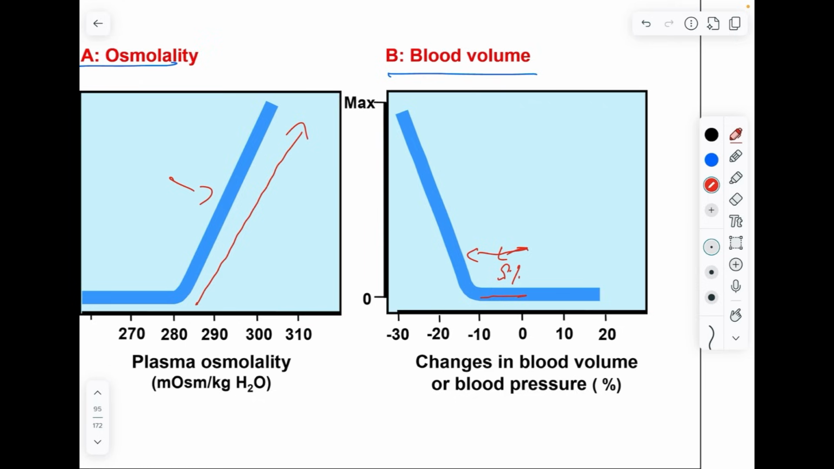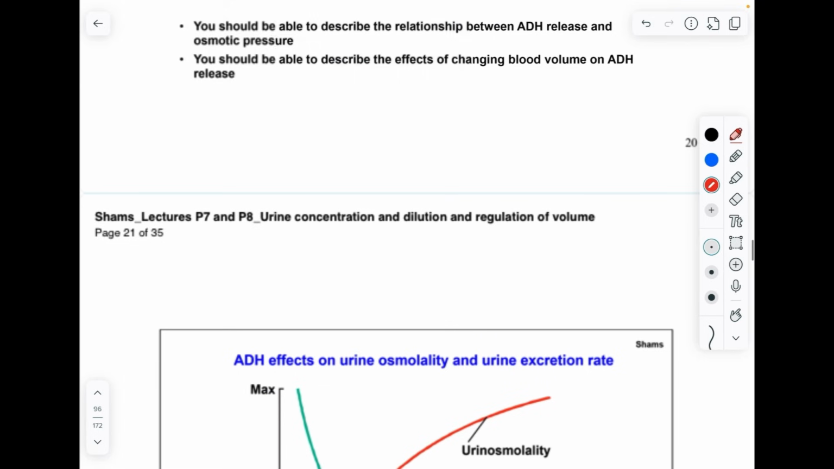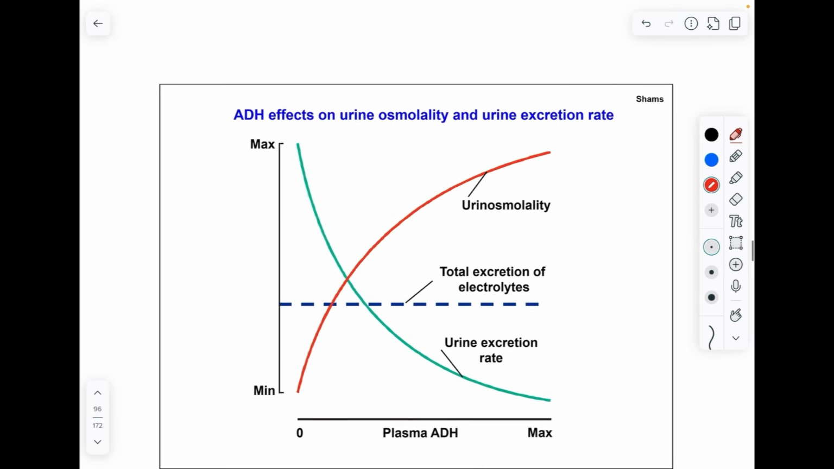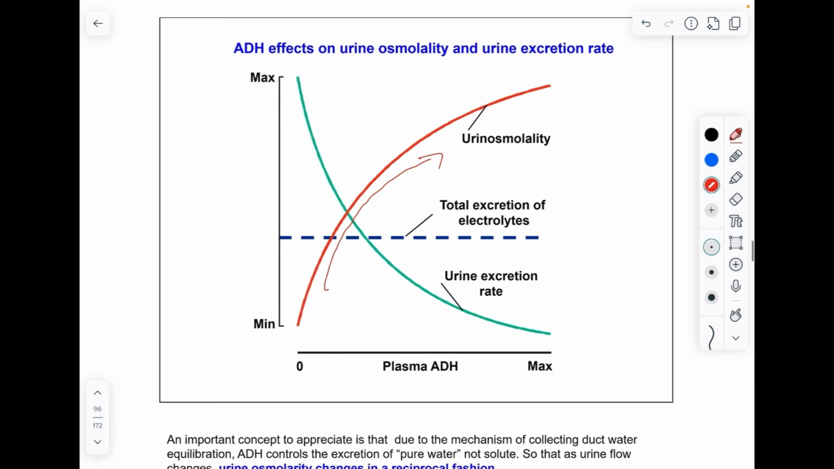Now we are talking. I can endure the low osmolarity, but I cannot endure 10% of blood volume. So it starts increasing ADH. Okay? Hope that makes sense. Okay. So as you can see, when you increase ADH release, it will increase the urine osmolarity because you are retracting water back into the plasma, and it will decrease the urine excretion rate.